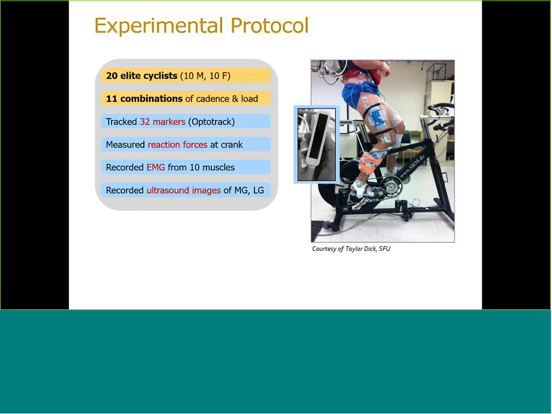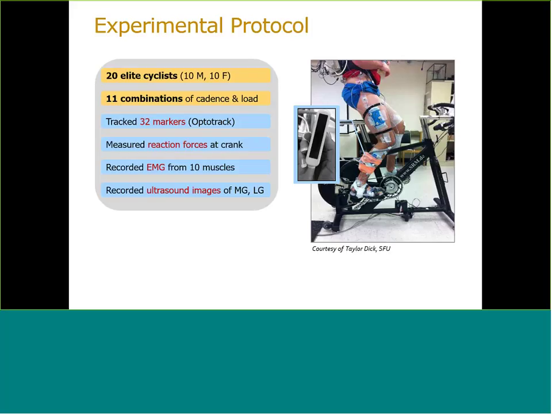So the cycling data we used was originally collected by Taylor Dick as part of her PhD thesis at Simon Fraser University. Taylor tested 20 elite cyclists at 11 different combinations of cadence and load, and this was all done on an instrumented cycling ergometer. For each subject, she tracked 32 markers. She measured reaction forces, both normal and radial to the crank. She recorded EMG from 10 muscles, and she recorded ultrasound images of the medial and lateral gastrocnemius.